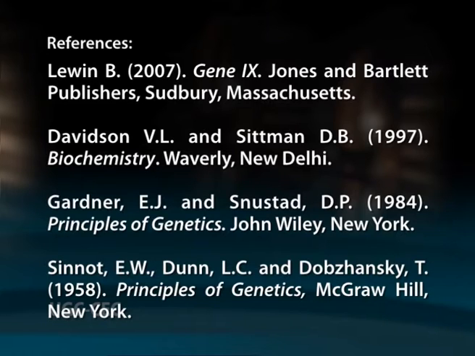Sixth is a book with the title Principles of Genetics, authored by Gardner and Snustad in 1984, published by John Wiley, New York. Seventh book is with the title Principles of Genetics, authored by Sinnott, Dunn and Dobzhansky in the year 1958, published by McGraw-Hill, New York.